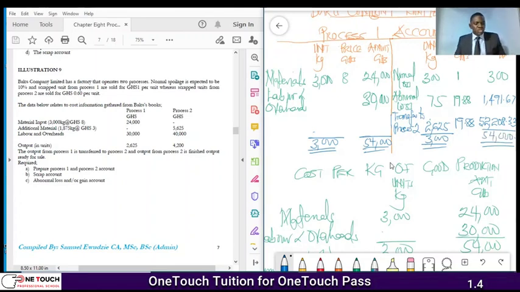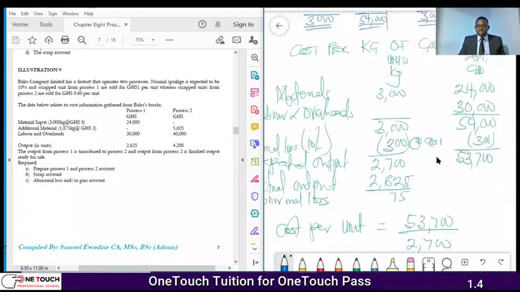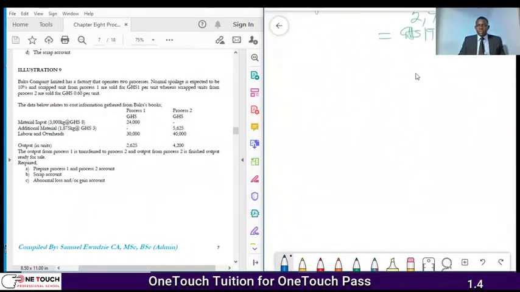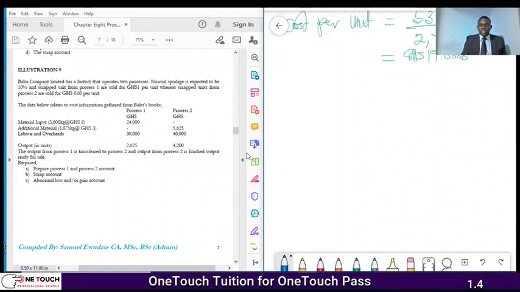Great. So this is how we go about process one. I hope you are all together. Good. So it's the same process. Now let's move on to process two accounts. So this is our process two.